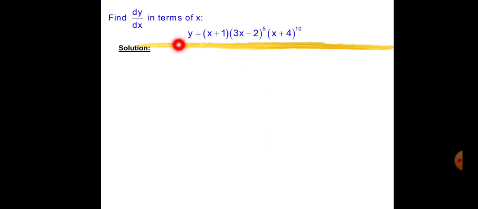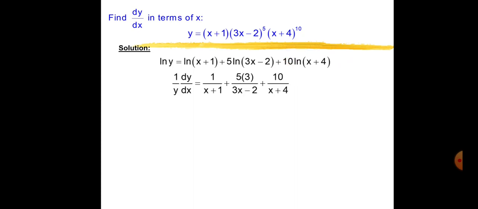Find dy dx. Here we have three terms multiplied by each other. Now you have to apply ln to both sides. ln y equals: the multiplication here will be converted into summation, into plus. So we have ln first plus ln second plus ln third. And also we know from the previous problems that the power can be written in front of the ln. So we have power 5 here, you can drop it down in front of the ln. And power 10, we can drop it down here in front of the ln.